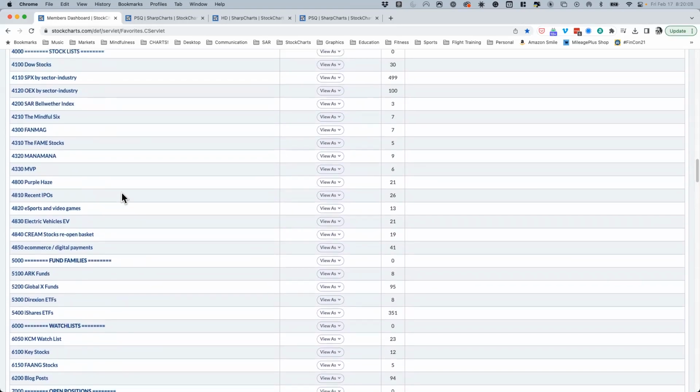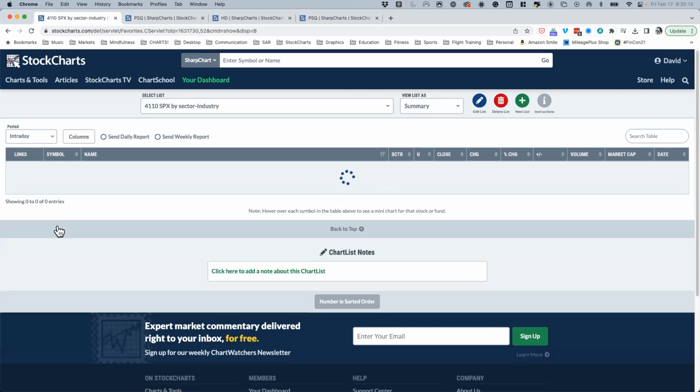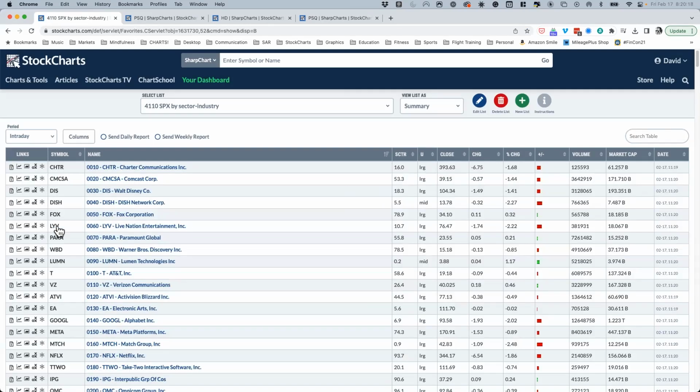Now let's take a list of stocks. One of the things that I actually do often is I have this list right here called the S&P by sector and industry. About once a month I just refresh this to make sure it captures any changes in the indexes. But this is a list that I actually review every weekend, and I go through all 500 of these charts and just make notes on what I'm seeing. It's a really good routine to get into.